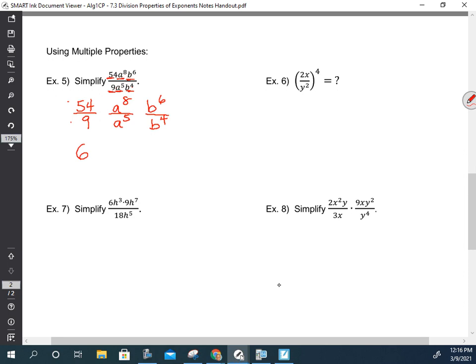So I'm dividing with the same variable. So what do I do with the exponents? You subtract them. 8 minus 5 will give you 3. And then you do the same thing with the b's. 6 minus 4 gives you 2. That's it. Problem over.